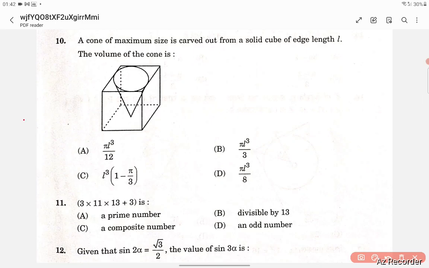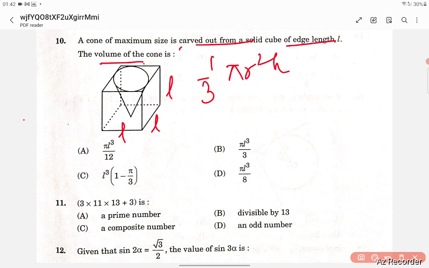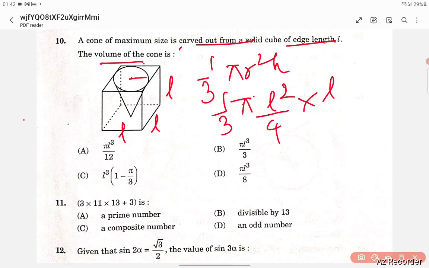A cone of maximum size is carved out of a solid cube of edge length L centimeter. It's L. Volume of cone is 1 by 3 pi r square h, and r square is (L by 2) the whole square. So 1 by 3 pi (L by 2) the whole square, that is L square divided by 4, into h, which is L. So L cube pi divided by 12, that is option number A is the answer.